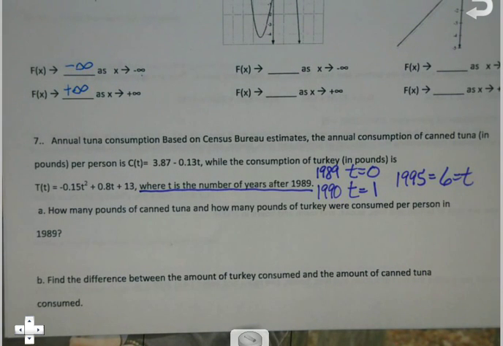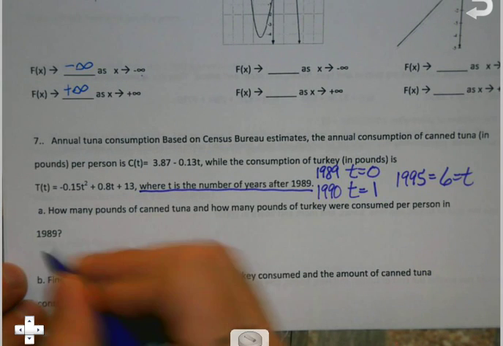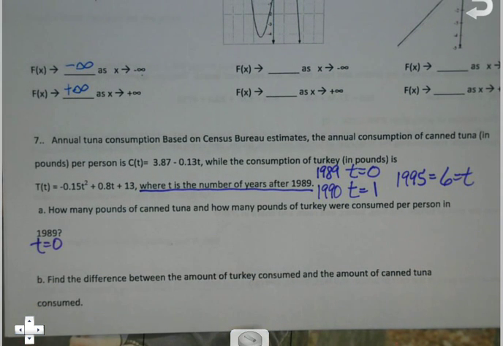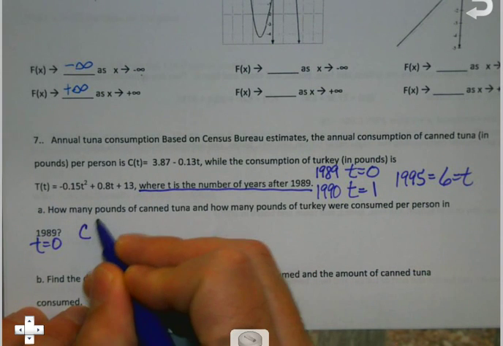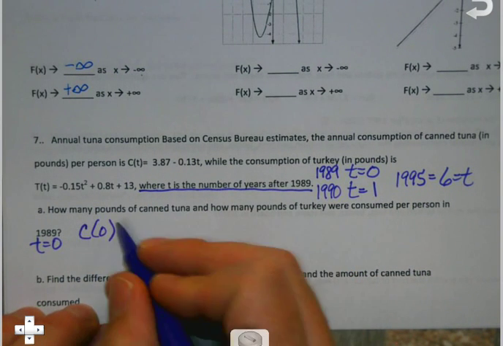And businesses use numbers and data like this to figure out what's trending, what they should be selling or not selling in some cases. So on letter A, how many pounds of canned tuna and how many pounds of turkey were consumed per person in 1989? Okay, 1989. T is going to be 0. So all I have to do here, when I go to calculate this, is say, okay, so this is my tuna function. So C of 0, again, that's just a label.